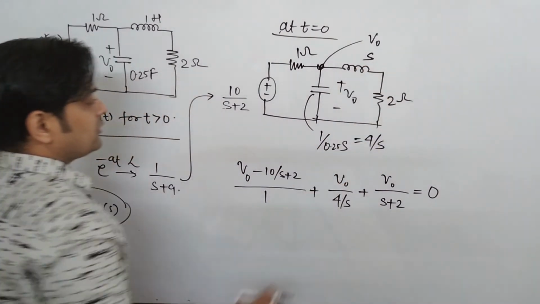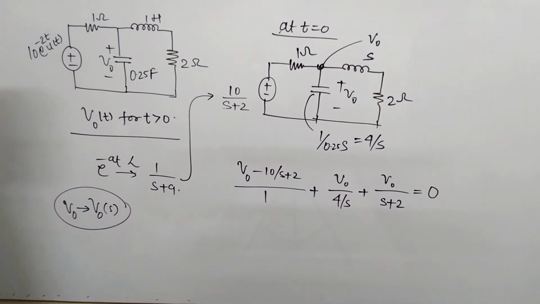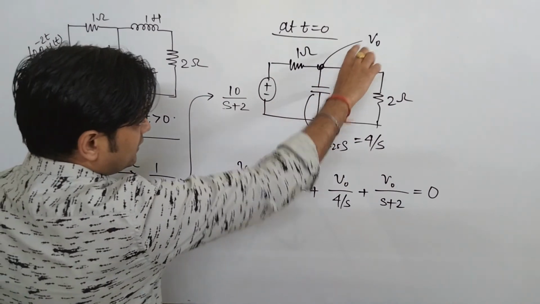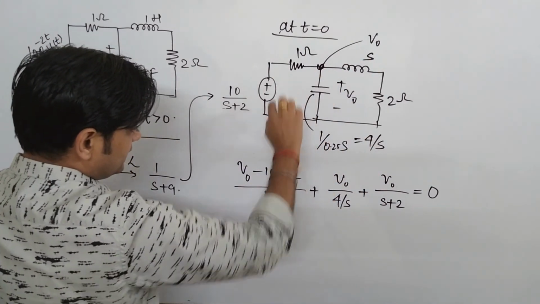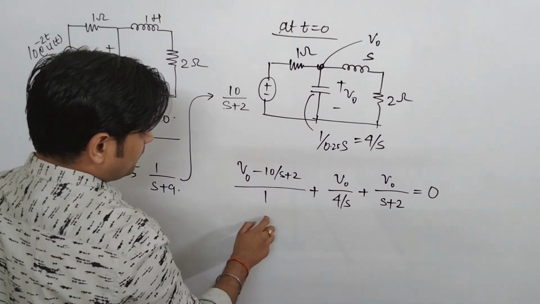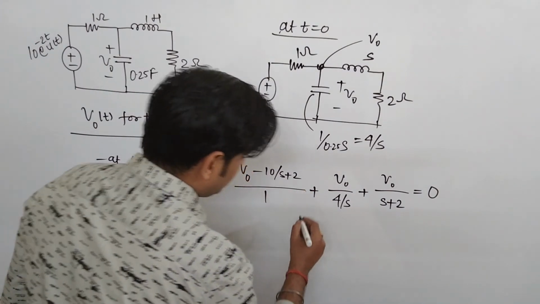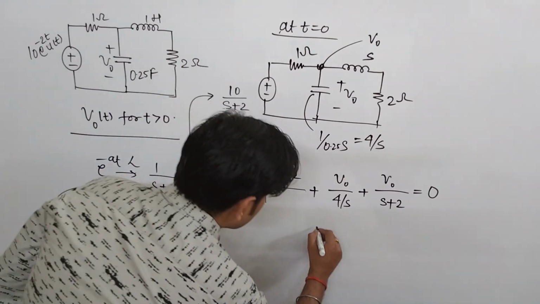It can be added, why? Because it is now in the form of impedances. So it is S plus 2, it is V naught by 4 by S, and it is V naught minus 10 upon S plus 2 upon the resistance here is 1. So now you can solve it and get the answer. Okay, now it is simple to solve it.